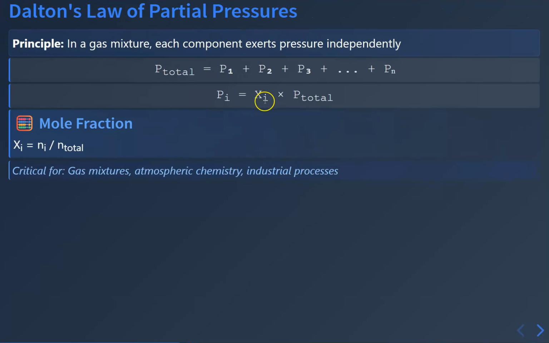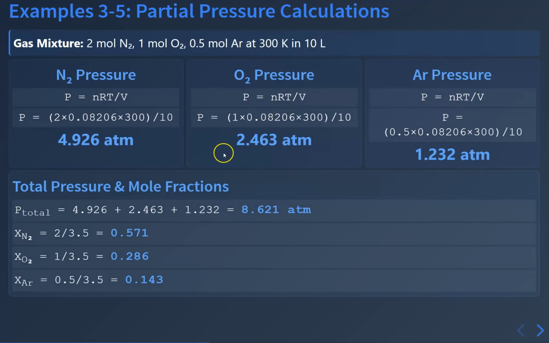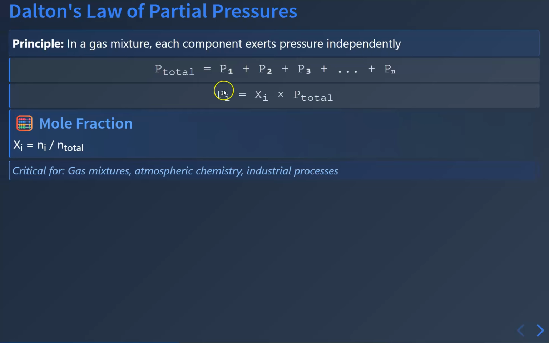So Xi is nothing but Pi by P total. Here the mole fraction is the individual mole by total mole, so 2 by 3.5. One way you can do that calculation: Xi is Pi by P total, or Xi is Ni by N total. That way also you can do it.